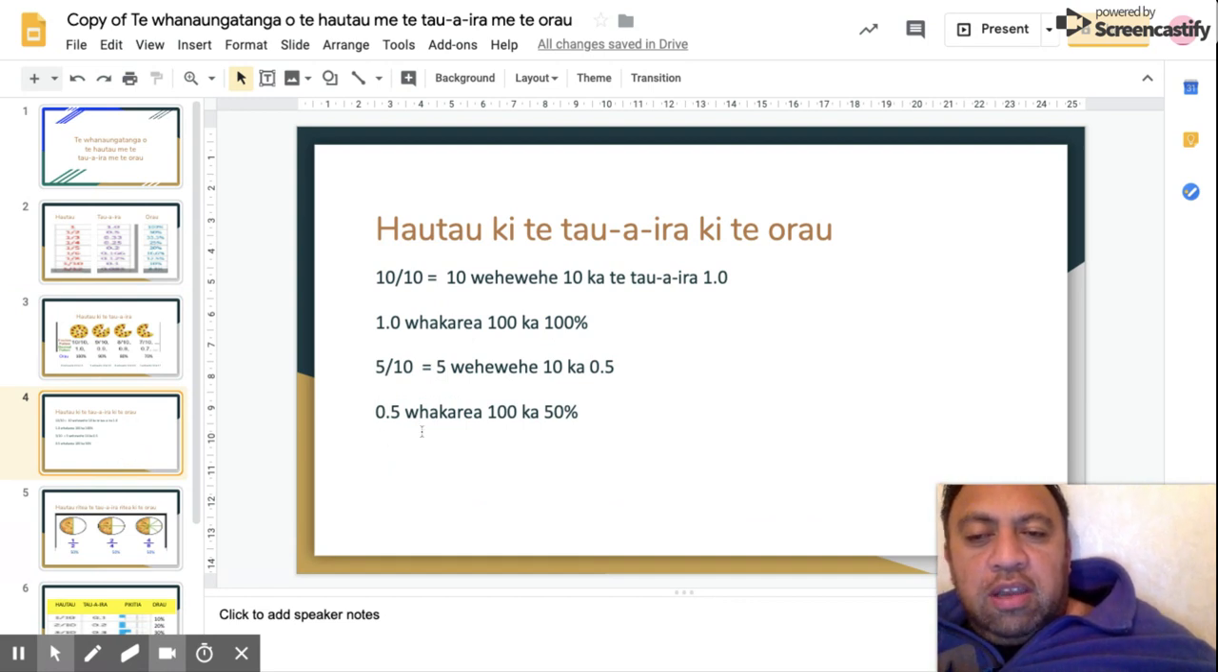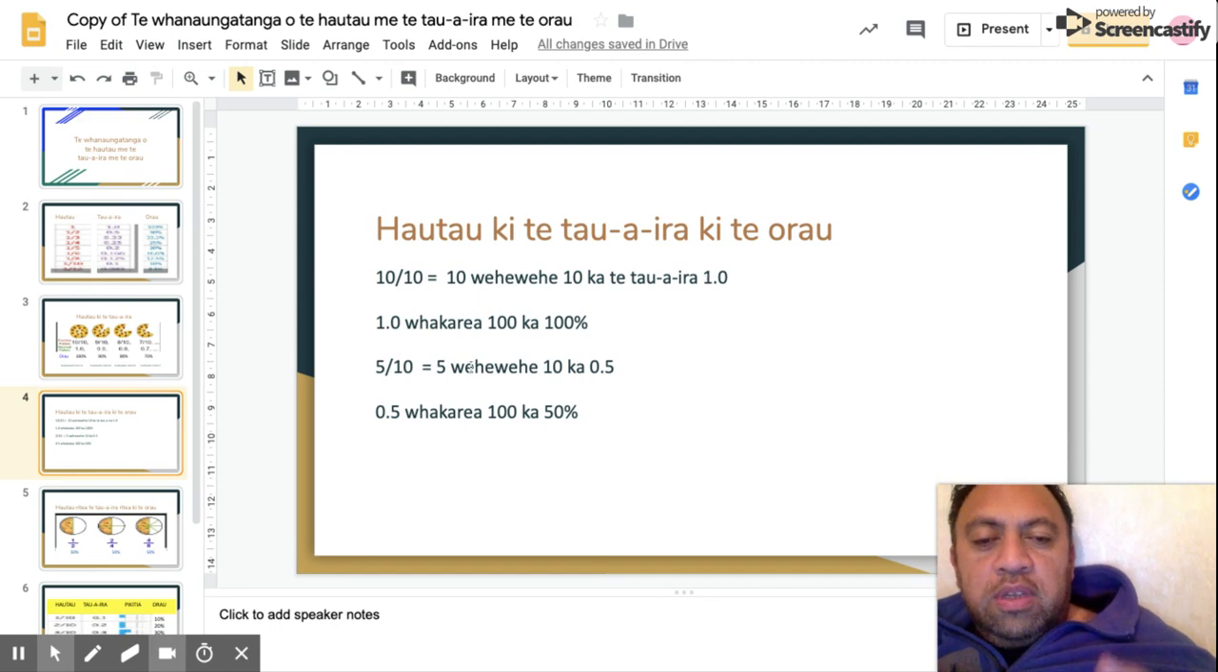Mathematically, this is how it works. As we've seen before with the whole pizza, there were 10 pieces of pizza. So that would be 10 pieces still there, and there's 10 pieces altogether, and we haven't taken any away, so therefore there's 10 whole pizzas. So 10 divided by 10, the tauira is 1.0. So that's what it is in a decimal.